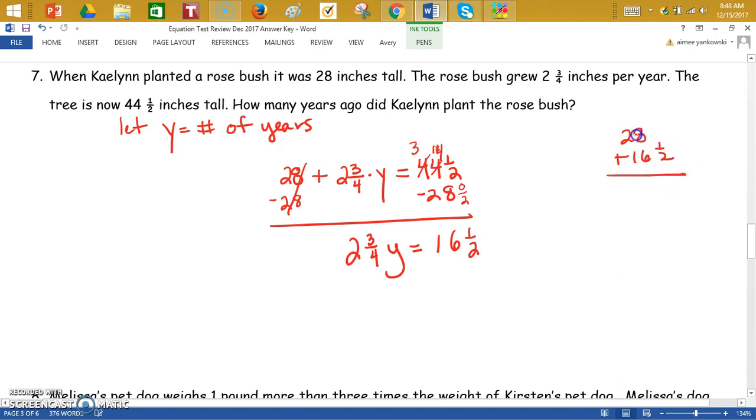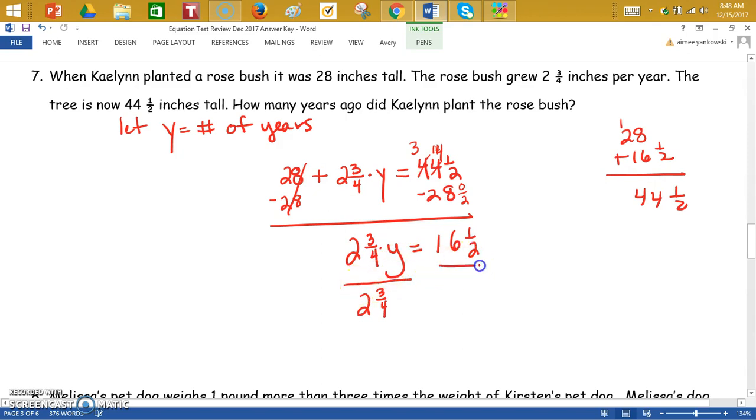I'm just checking. There's a half. 8 and 6 is 14. 2 and 1 is 3, and 1 is 4. Okay, yep, that works. Now to get y all by itself, you say, what's the operation between the 2 3/4 and the y? Oh, that operation is multiplication. How do I undo multiplication? I undo multiplication with division. So I need to divide by 2 3/4 to get y all by itself.